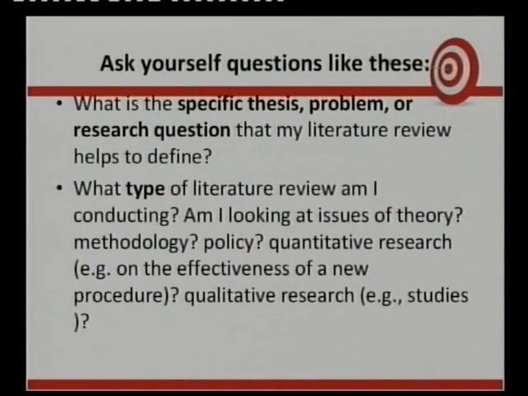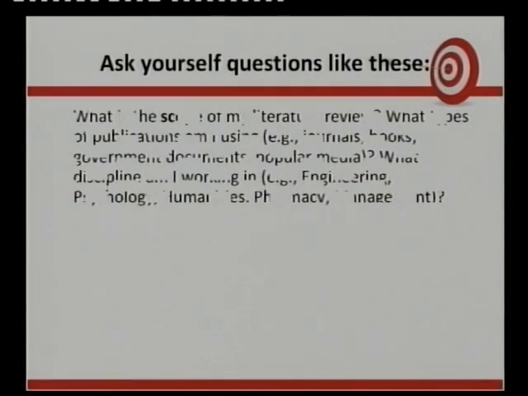problem or research question that my literature review helps to define. What type of literature review am I conducting? Am I looking at issues of theory, methodology, policy, qualitative research? And the example says on the effectiveness of the new procedure, qualitative research on the studies and many other things. These questions are very much common to all the fields, whether they're management, science, arts, commerce. They all can ask these questions to themselves.